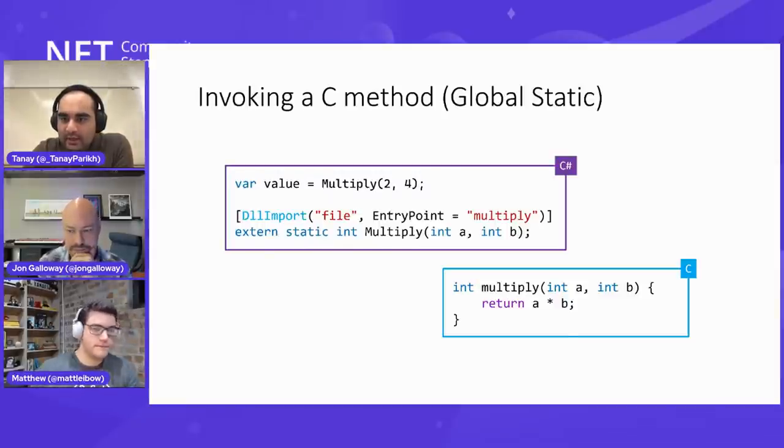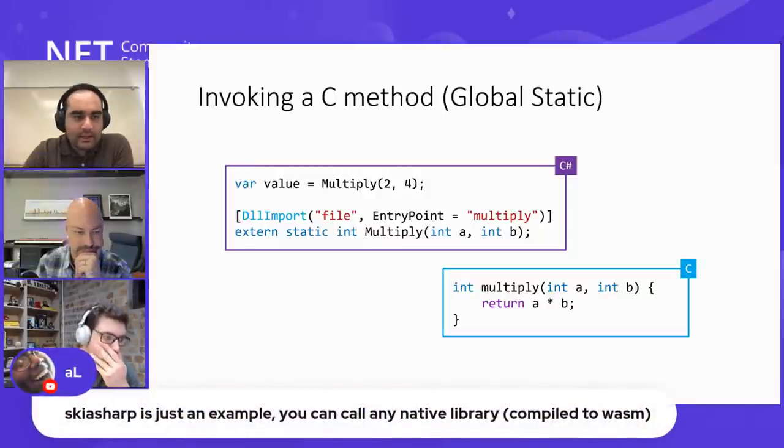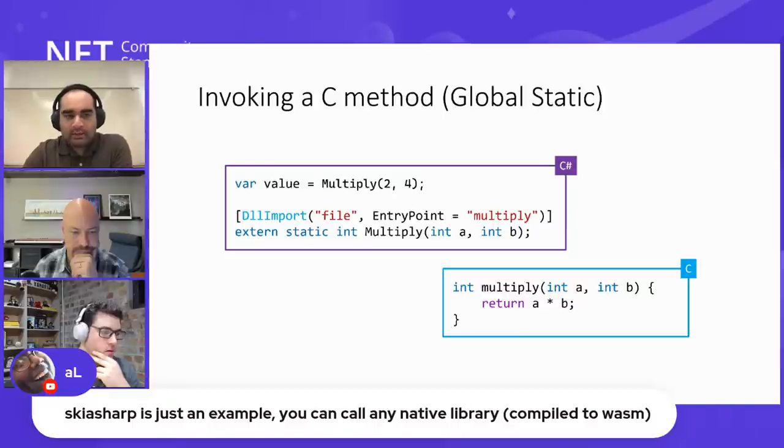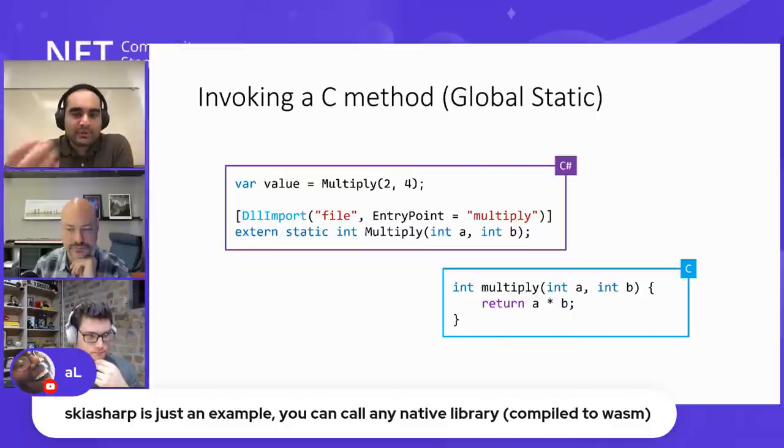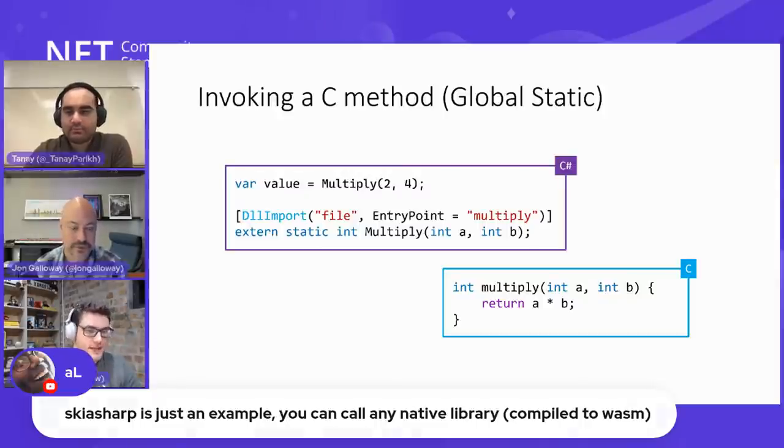Okay, where was I? So as was pointed out here, and as Matthew was just saying as well, SkiaSharp is just an example in this case. The purpose of this talk is both to showcase SkiaSharp as well as to showcase the native interop capabilities within Blazor. With these native interop capabilities, you can talk to any native library as long as it's compiled using WASM, using the LLVM, and all that kind of stuff. Matthew, did you want to add anything to that? No, that's pretty much it. SkiaSharp is literally just the C++ binary compiled to WASM. Cool.